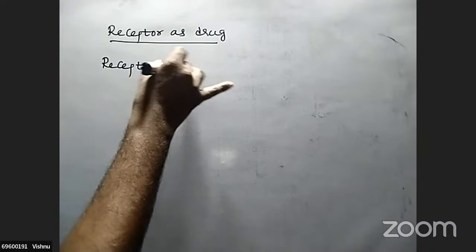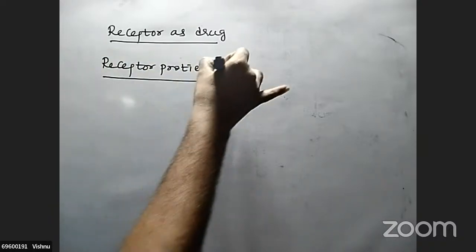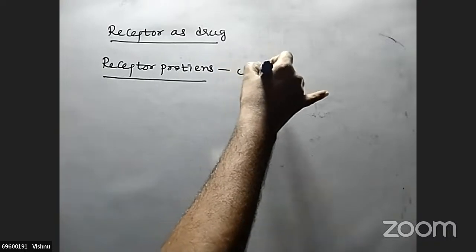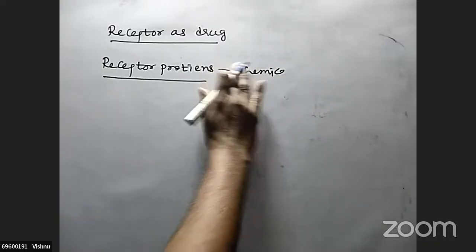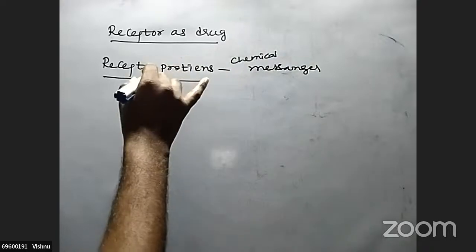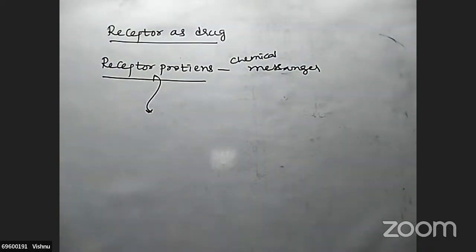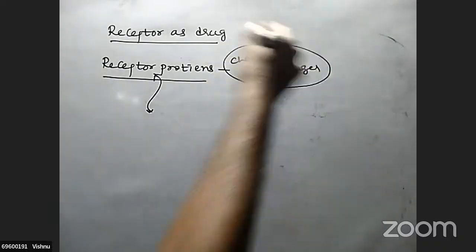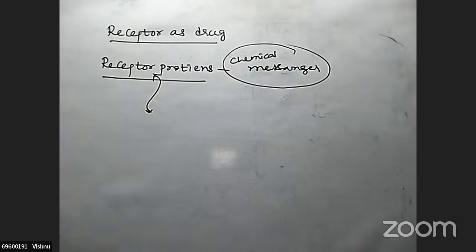Next is receptor as a drug. Some proteins are called receptor proteins. These receptor proteins act as chemical messengers. They can transfer signals in between neurons for metabolic functions. These are called receptor proteins, working through some chemicals. With the transfer of chemicals, the message is also transferred. So these are called chemical messengers.